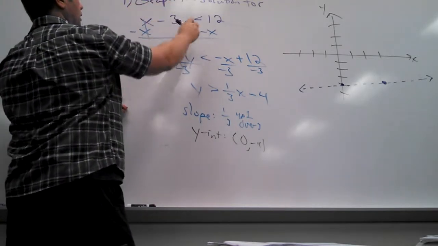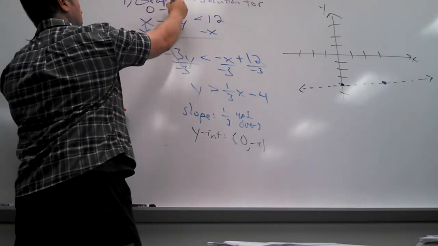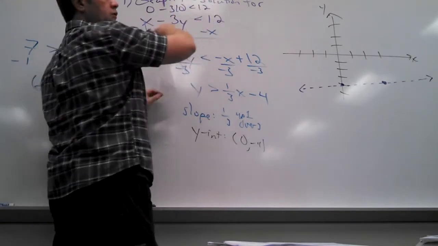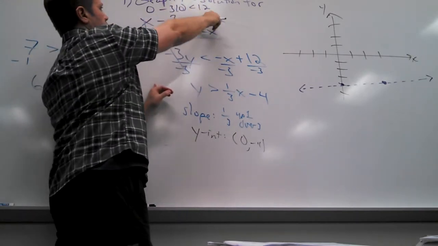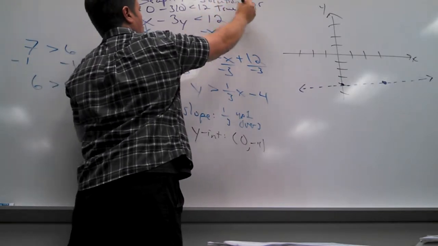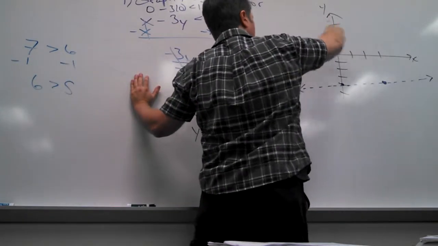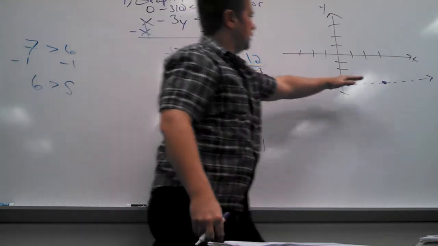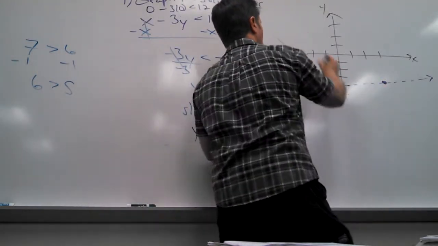So if you plug a 0 in, is 0 minus 3 times 0 less than 12? Is that true? Yes. 0 is less than 12. True. Which means this side works. Shade. If that was false, then the other side would work. Right? So now I just shade. Whee!